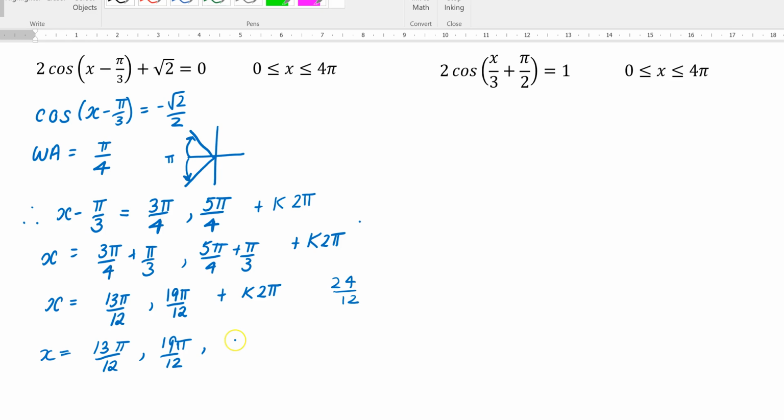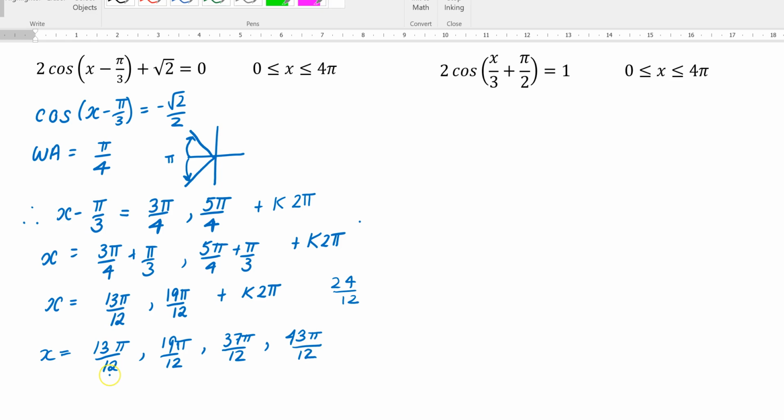Now we go, what is 13 plus 24? And we end up with 37/12. That is less than 4. 37 divided by 12 is less than 4. Now we take the 19 plus 24 and we get 43. That is also within our limit because remember, 4 12s, 4 times 12 is 48. As soon as I get to 48 pi, that's too much.